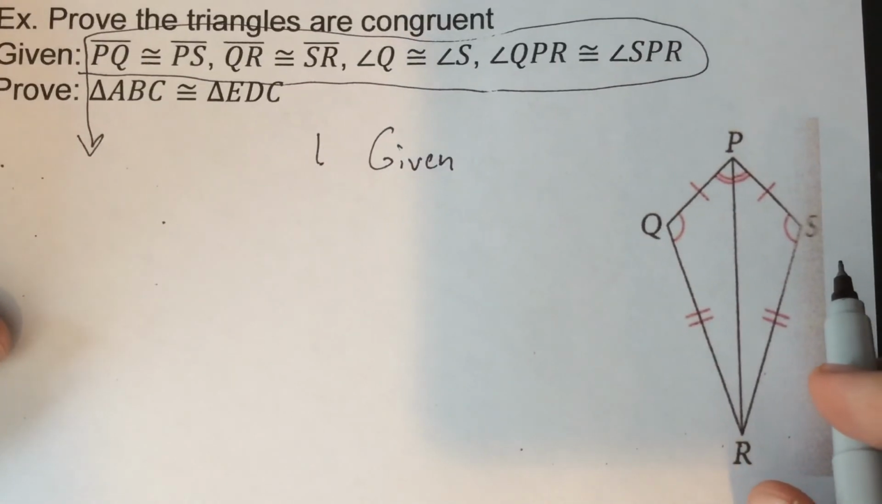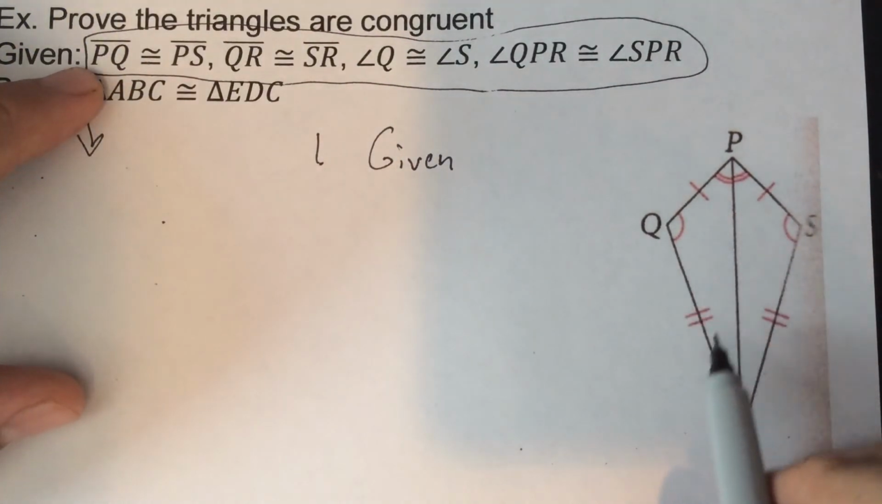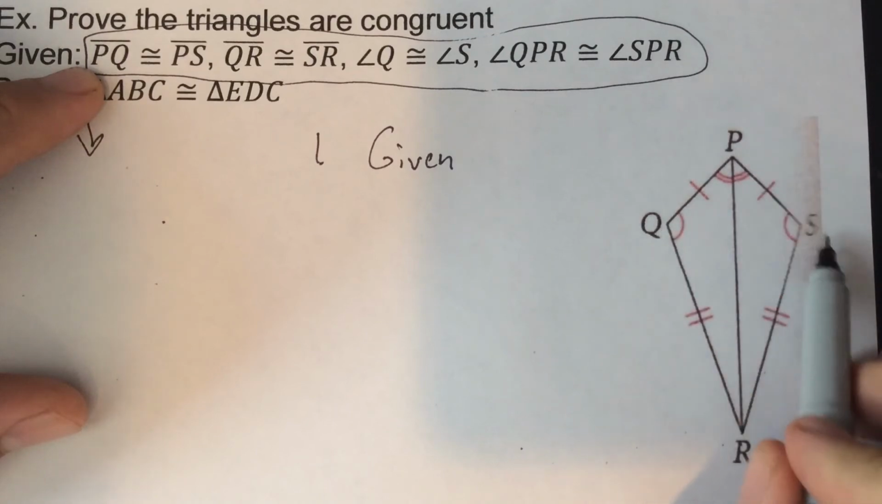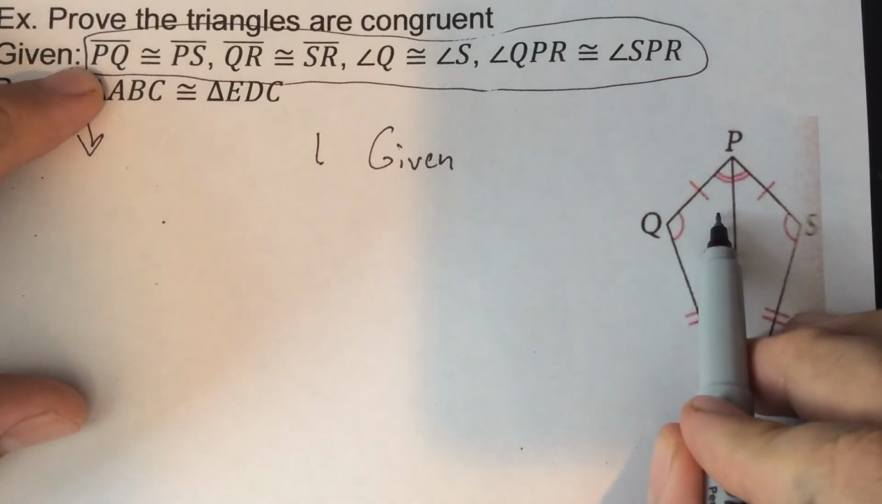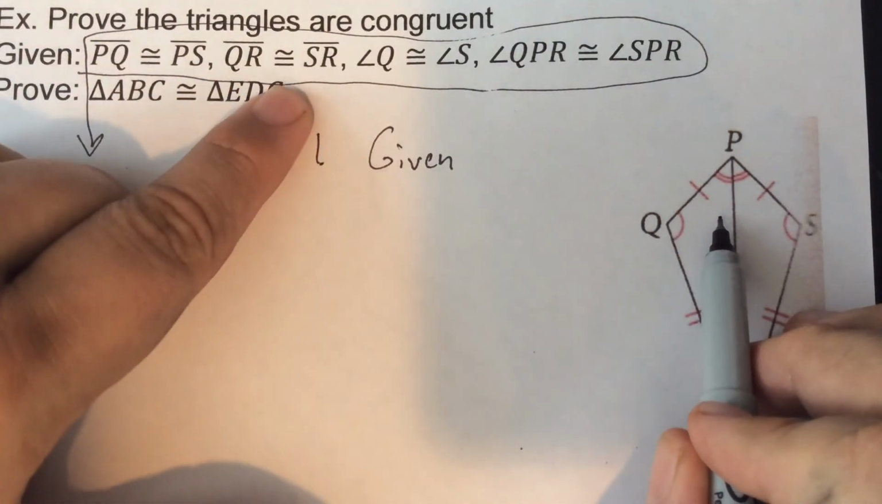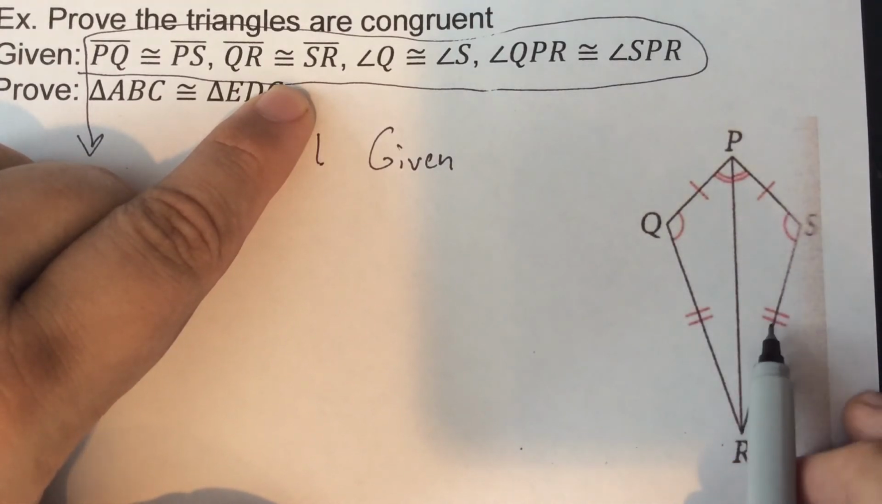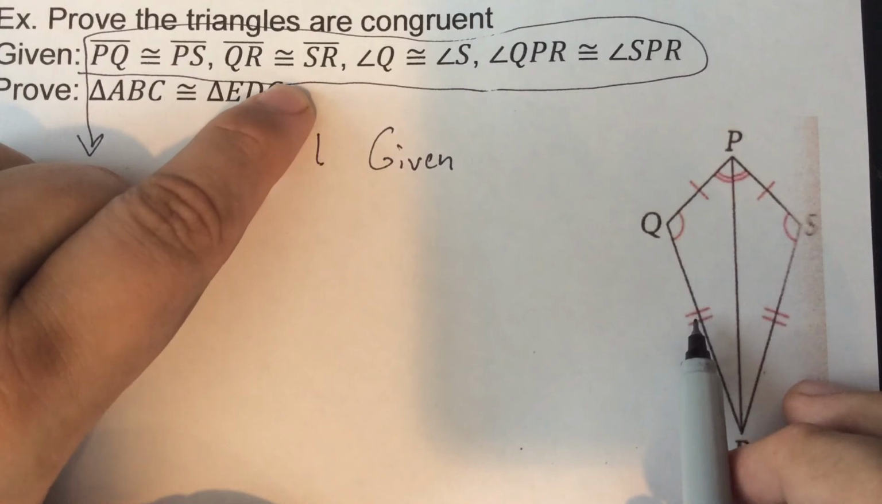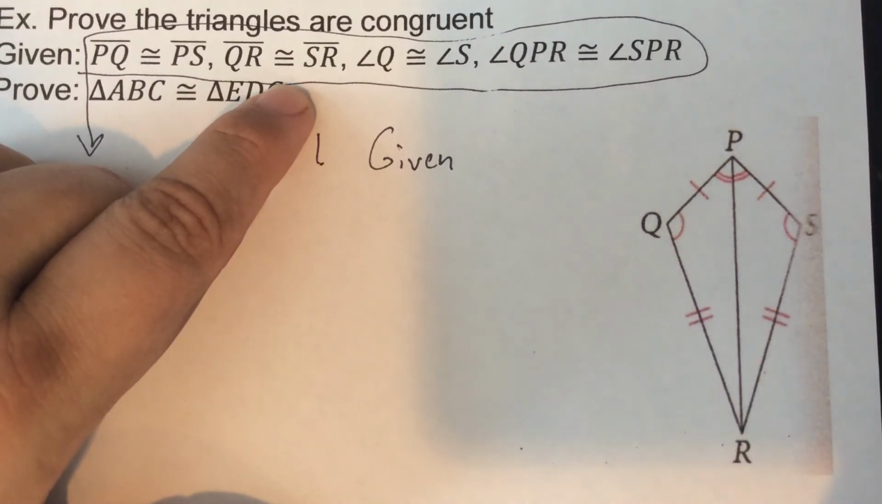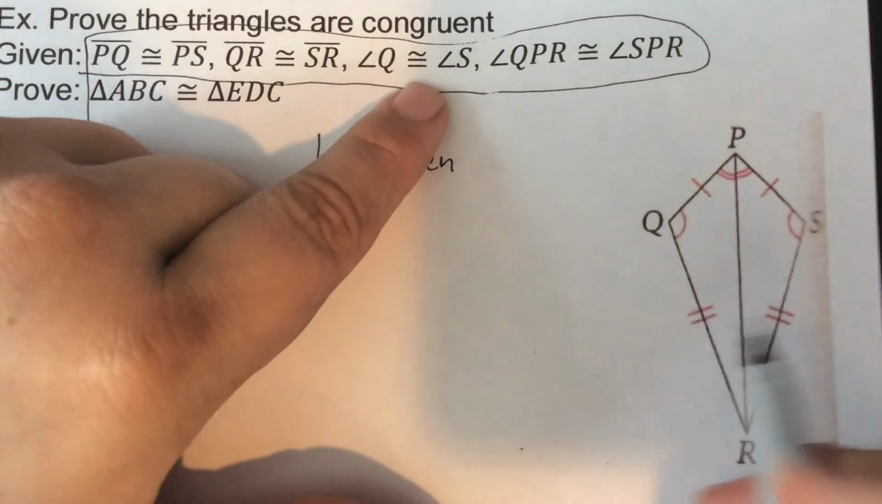So we're going to go through and start checking this. So PQ, PS, we have our single tick marks, so that one's covered. QR and SR, we have our double ticks, so those are covered. So we have 2 sets of sides right now. Keep that in mind.